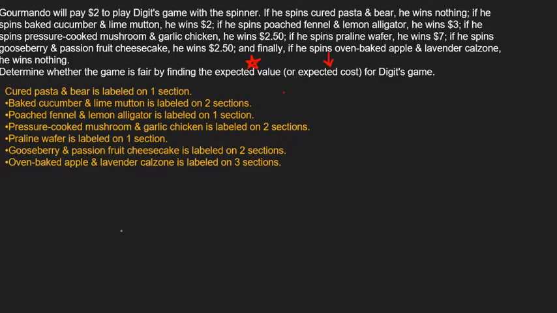So if I want to find expected value, here's what I'm going to do. I'm going to start with the cured pasta and bear just to make it easy. In order, I'm going to take each of these. I'm going to take their probability, and I'm just going to use a key letter: probability of, let's do P for pasta, probability of M for mutton, probability of what? A for alligator, and so on, right? And then maybe C for chicken.